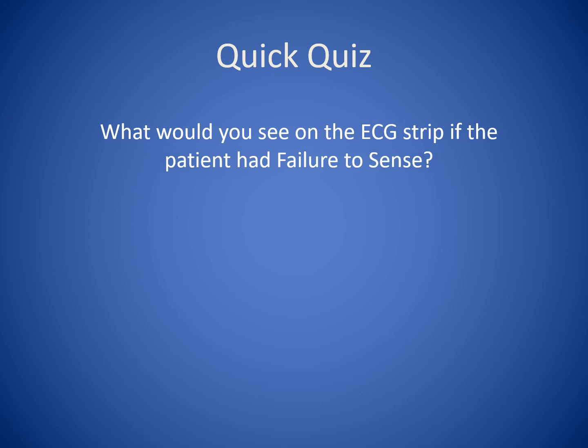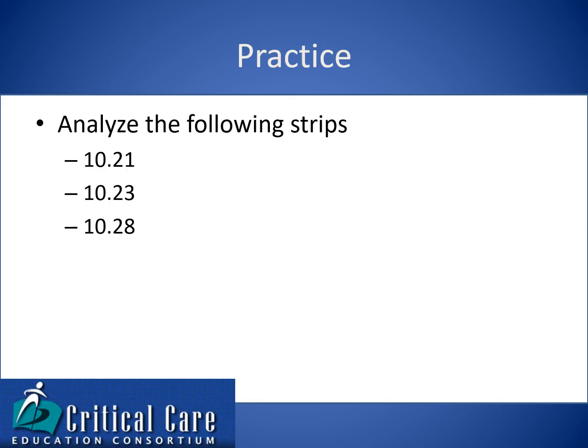Okay. Here's the next quiz question. What would you see on an ECG strip if the patient had failure to sense? So the answer would be you would see pacer spikes where they shouldn't be. Basically what you would see is the patient's own intrinsic beat, and then a pacer spike too close to the patient's own beat, therefore showing that it did not sense it or see it in a sense.